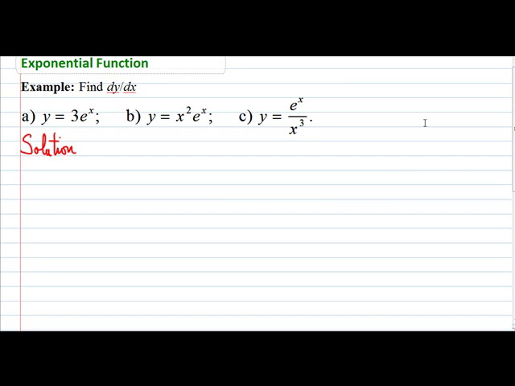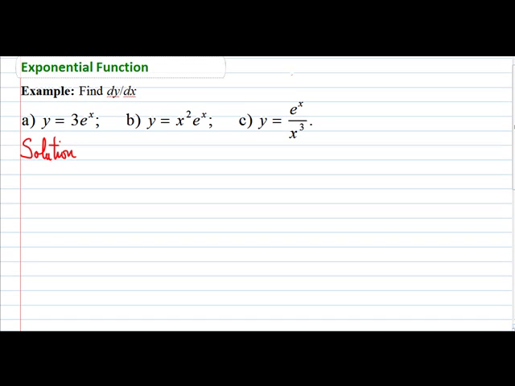In this example, I'm going to show you how to find the derivative of y. Note, if y equals e to the x, therefore y prime is e to the x. However, if your exponent is complicated, other than x, then we have to use the chain rule. So I'm going to show that in the next example.